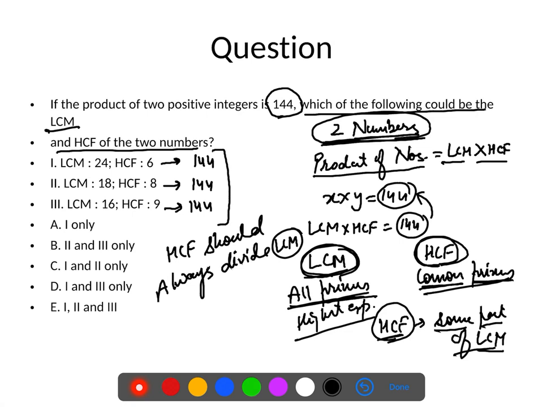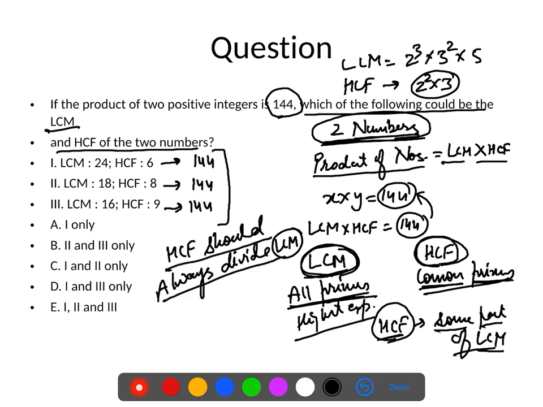For example, let's say LCM is 2 cube into 3 square into 5. I'm just taking any example. So HCF would be some part of it, let's say 2 square into 3. Whatever is there in HCF will definitely be there in LCM. So HCF will always divide LCM, for any set of numbers for that matter. So HCF should always be a factor of LCM.